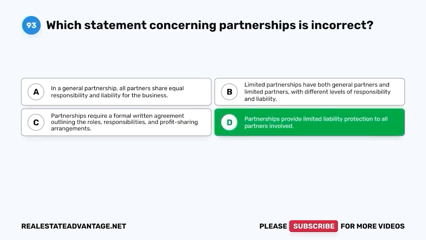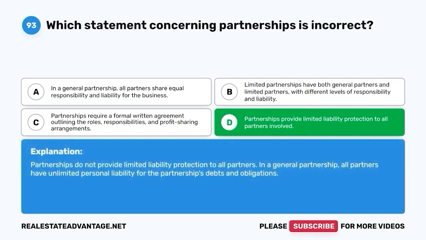Partnerships provide limited liability protection to all partners involved. Partnerships do not provide limited liability protection to all partners. In a general partnership, all partners have unlimited personal liability for the partnership's debts and obligations.